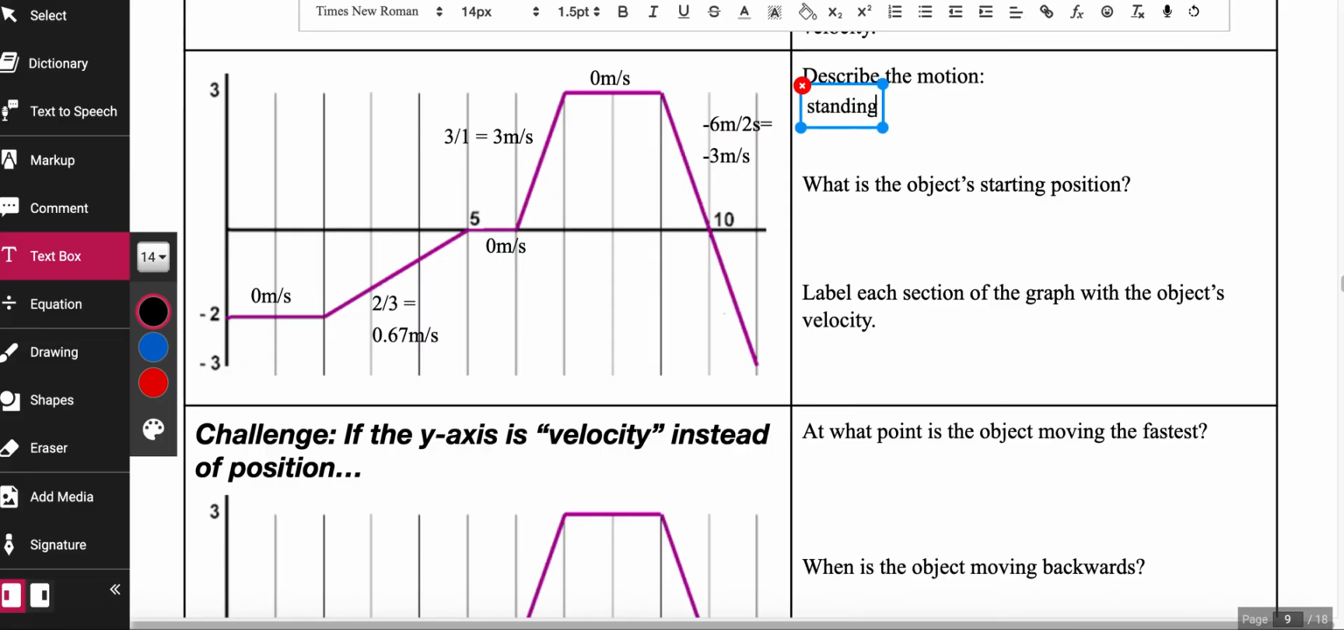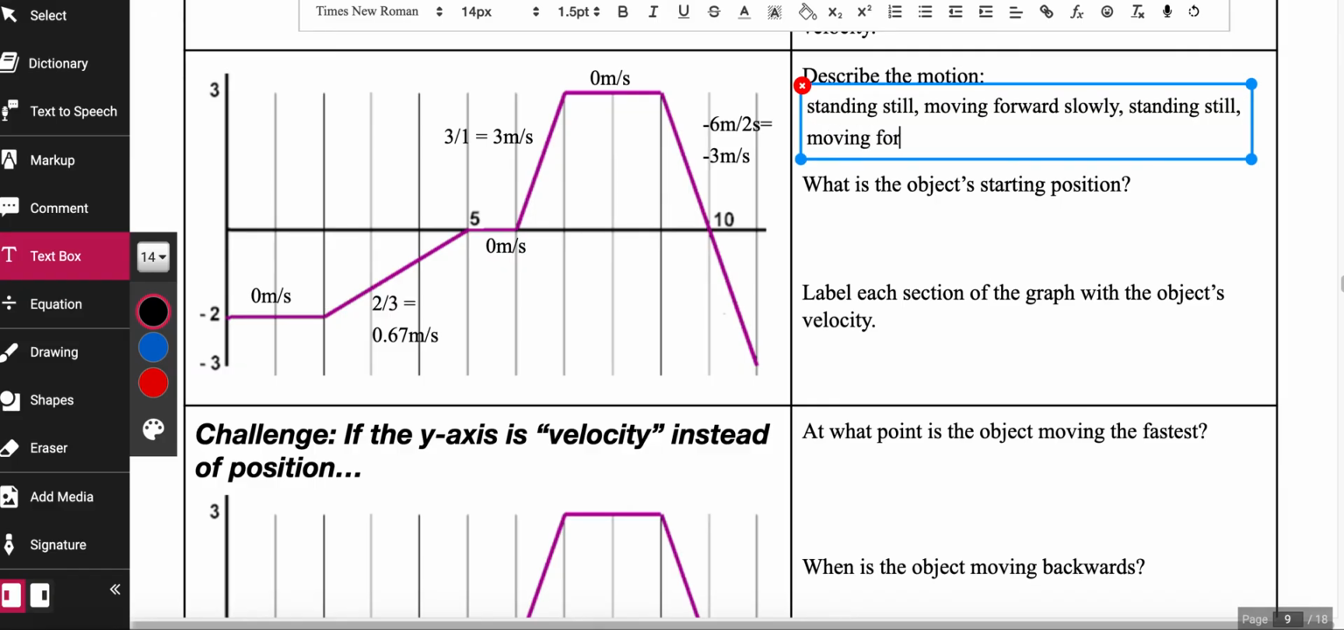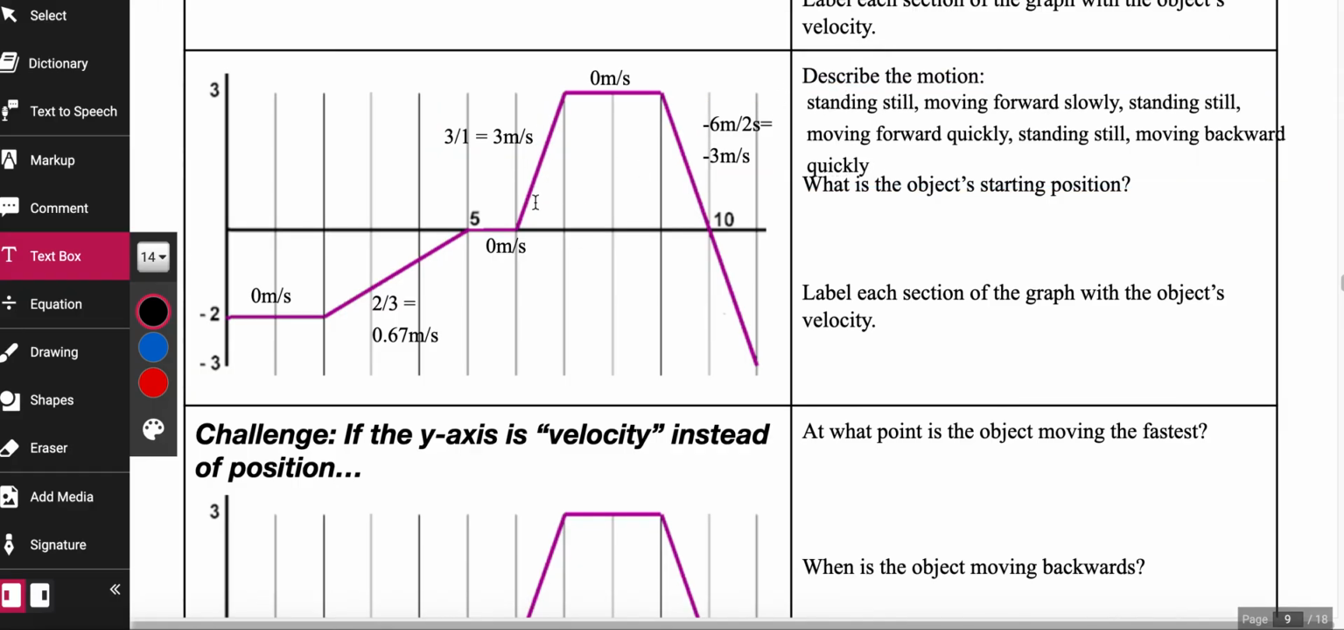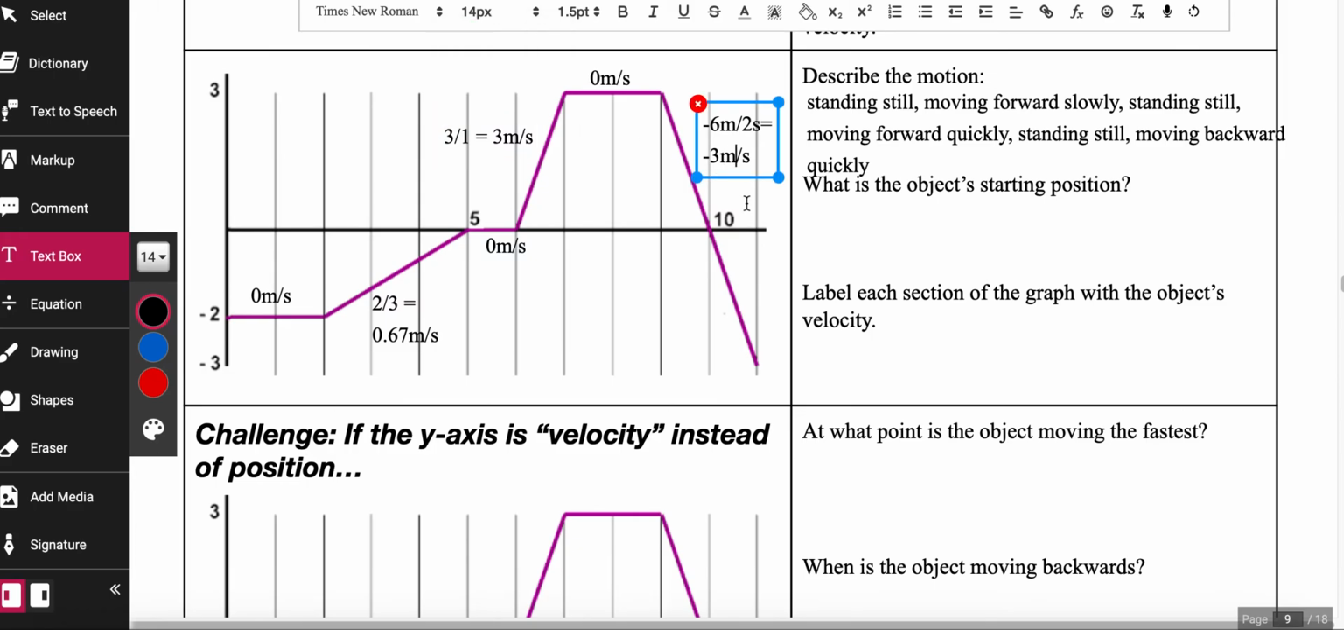Okay, so let's describe the motion. So I'm standing still, then moving forward slowly, then standing still, then moving forward quickly, then standing still, then moving backward quickly. Okay, and during this segment here and this segment here, I am moving at the exact same speed. I just have different direction.